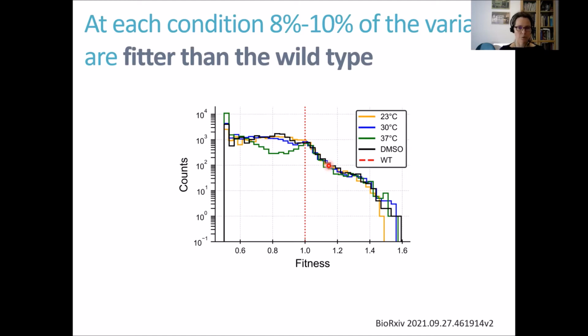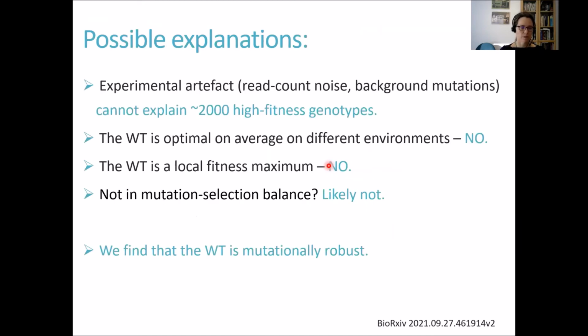So we were a bit surprised in the beginning. This seems not to be in line with our expectations from the mutation selection balance model that I showed before. And then we thought what could be the possible explanations for that. So first we asked perhaps this is some experimental artifact or maybe some limited accuracy of the measurements, and we thought of a few options here.